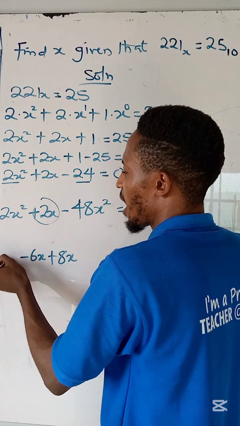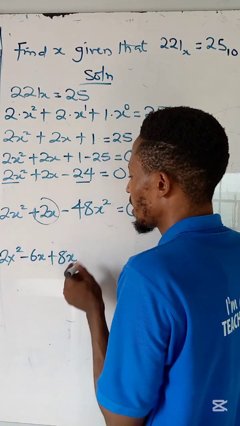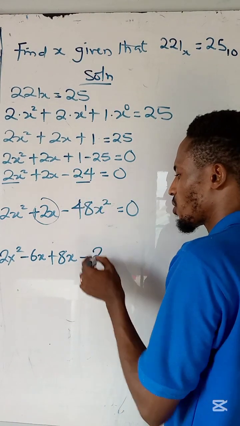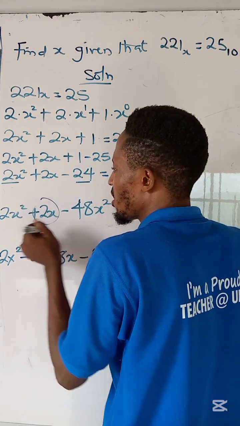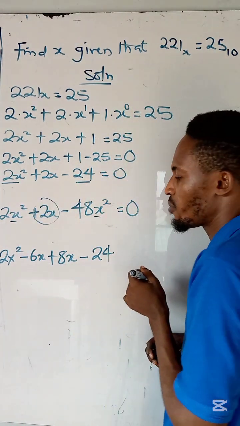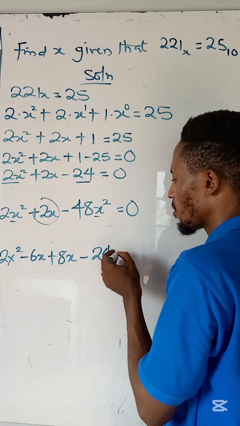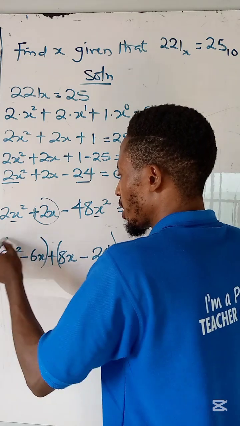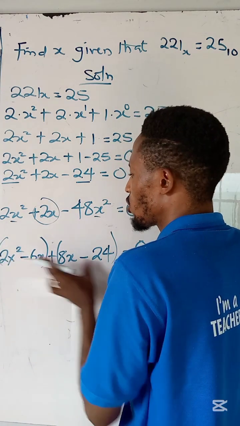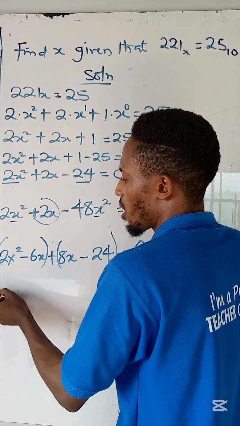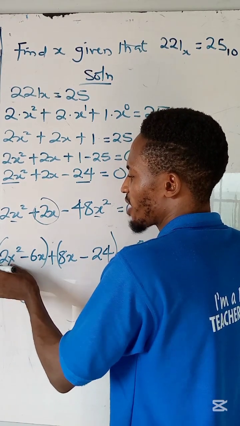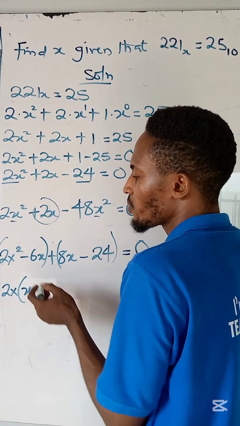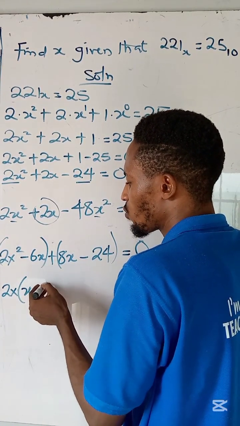Now bringing this back, I have 2x squared. Then I will bring the initial constant minus 24 here, not the 48. We only needed to multiply this and this to have common variables here, x. Now we have equal to 0. So we can have these terms grouped this way. Now the common factor here is 2x. When 2x divides 2x squared, I will be left with just x. When 2x divides minus 6x, I'll be left with minus 3.